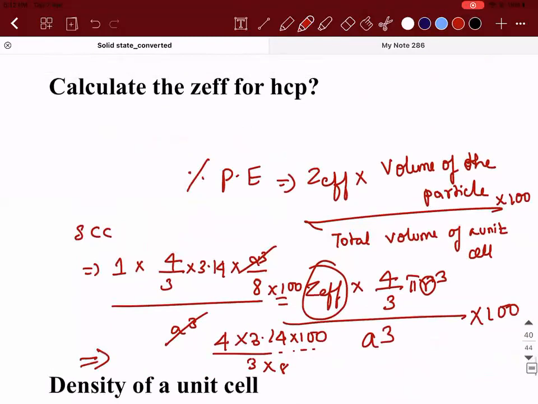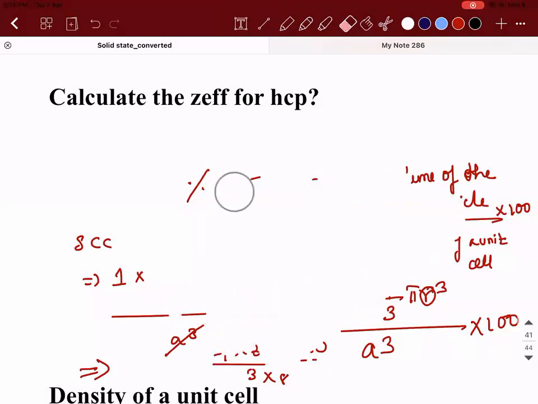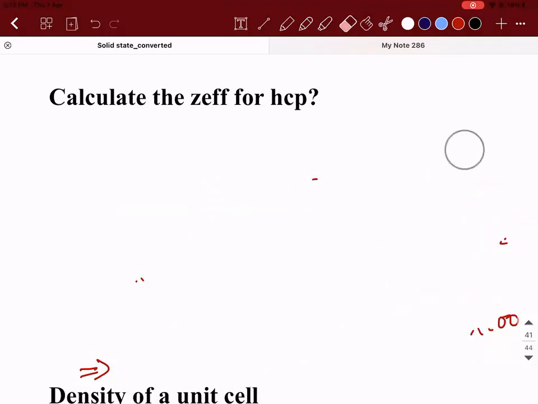Now do this: calculate the ZF for HCP. This is HCP, hexagonal closed packing, covering the octahedral and tetrahedral voids. Now calculate the ZF. Frustrated? No? Wait, don't worry, I'm here.